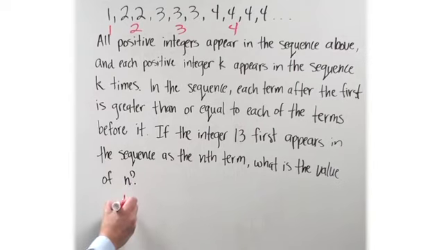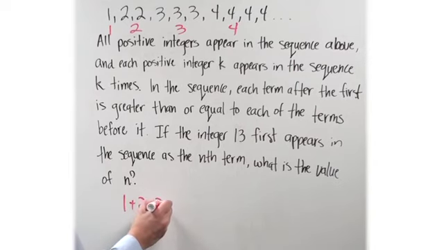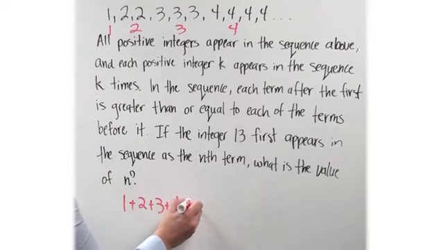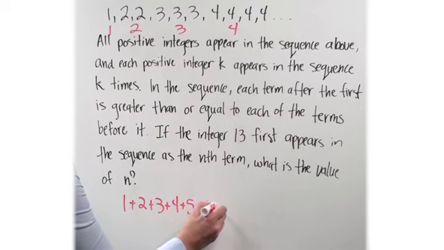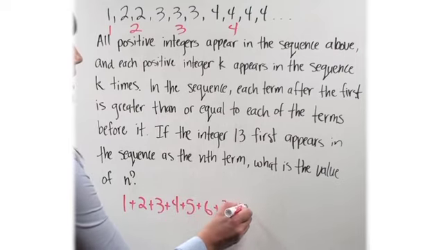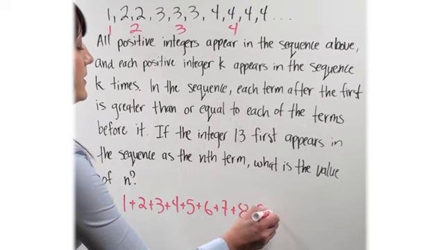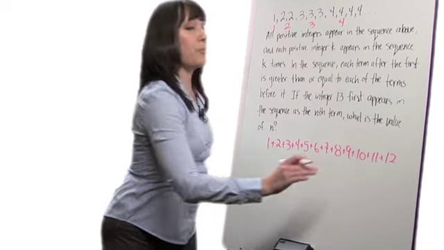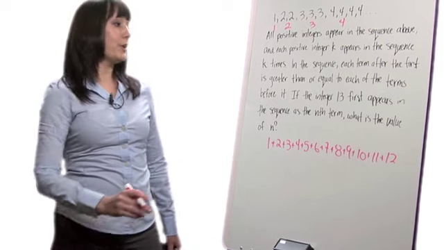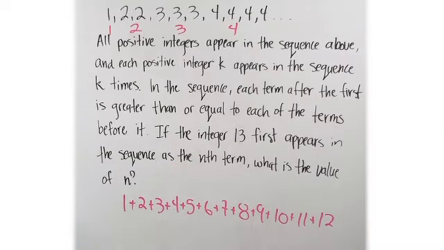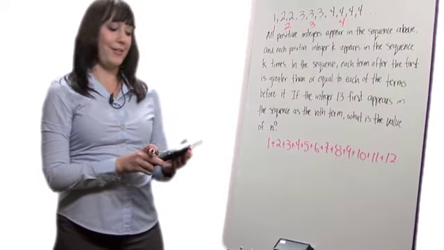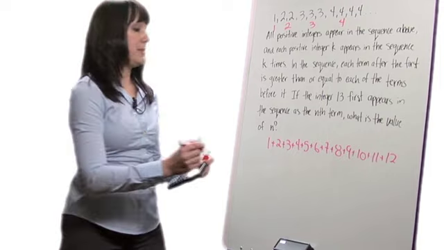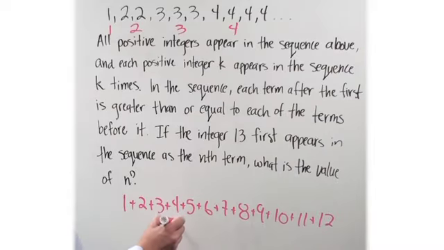I'm going to start with 1, 2, 3, 4, 5, 6, 7, 8, 9, 10, 11, 12. I'm going to stop with 12 because I'm looking for the first time that 13 appears. Now I just add those numbers up using my calculator. And that gets me 78.